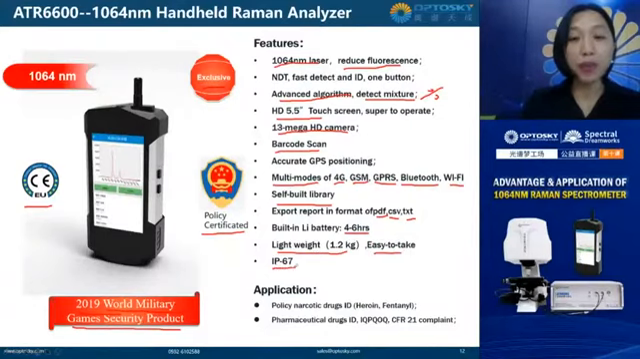And we have IP67. All these features make this handheld Raman analyzer one of the most popular instruments in the world. It is applied not only to narcotic drug identification, typically heroin and fentanyl, but also to pharmaceutical drug identification, because we are also fully 21 CFR Part 11 compliant with IQ, PQ and OQ.